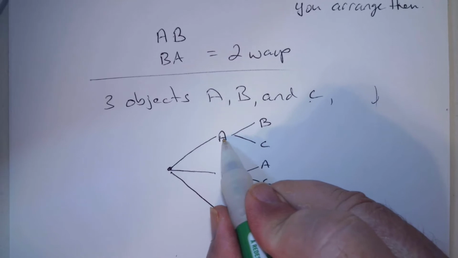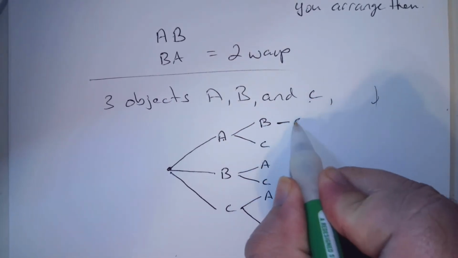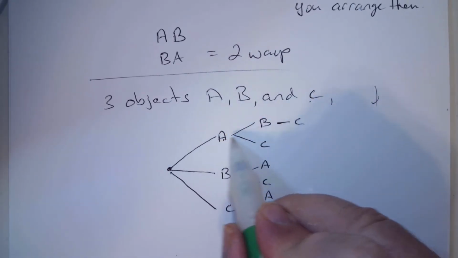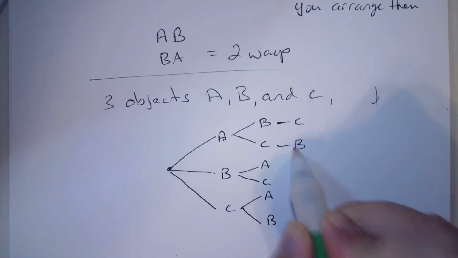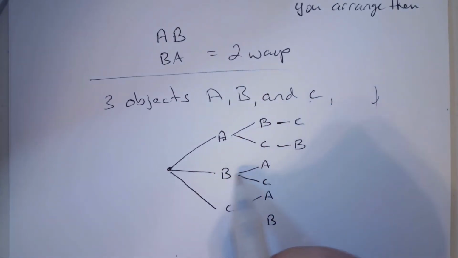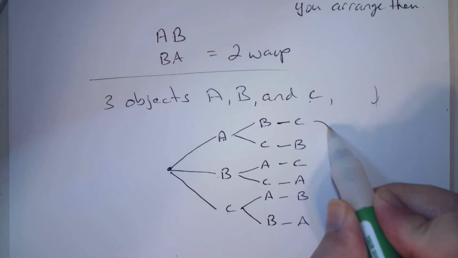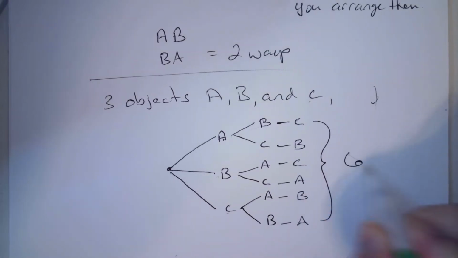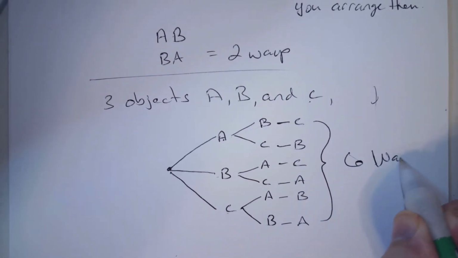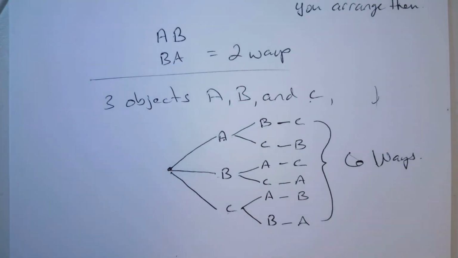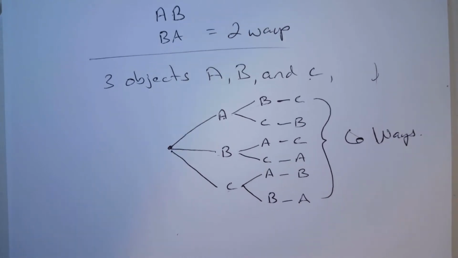Now, if you have A, B, then after B you have to use C. If it's A, C, then you have to use B. If it's B, A, then C has to come last. If it's B, C, then we need an A. C, A, we're missing a B. C, B, we're missing A. This happens 6 ways. And it gets more complex from there. If we had 4 objects, we'd do it 24 ways.